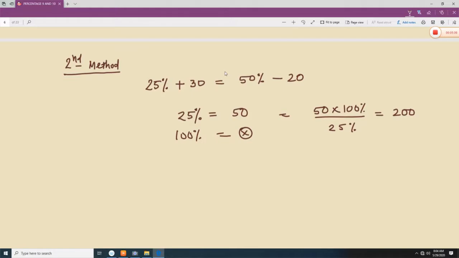Second method: 25% plus 30. If he gets this much marks, then he will be declared pass. Or 50% minus 20, then also he will be declared pass. So these two values are actually equal to each other. Now you can calculate: 25% is equal to 50, then 100% is how much? That is 200.